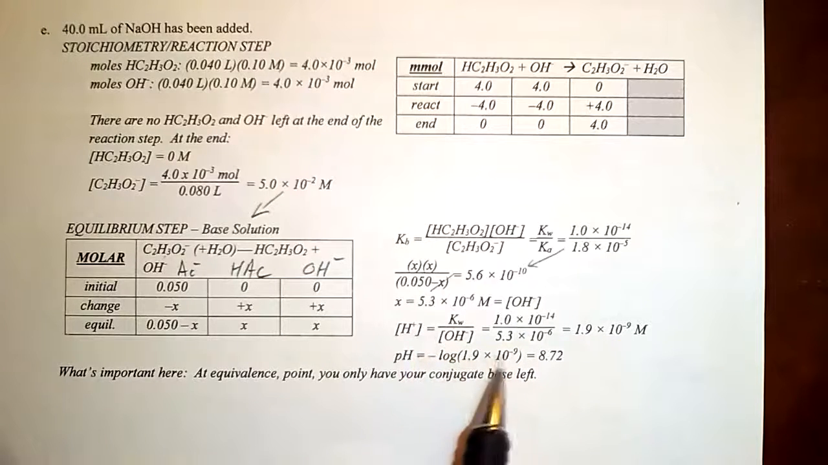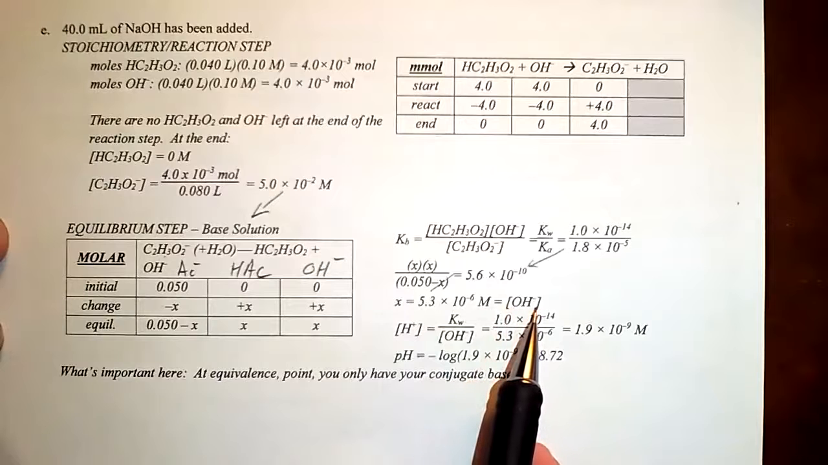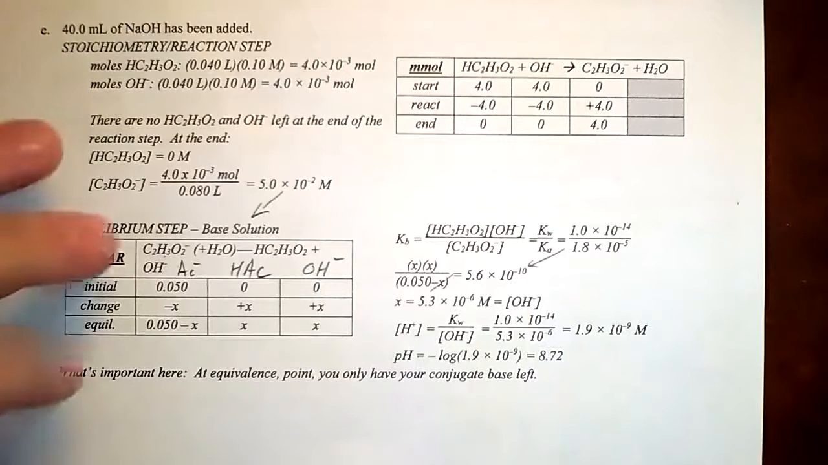Negative log of H plus is pH. I would have said probably negative log of this is pOH, and 14 minus that is pH, but it's a style choice. You should get numbers that are so similar that it just doesn't matter.